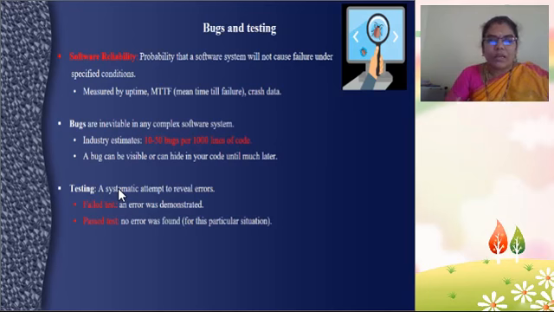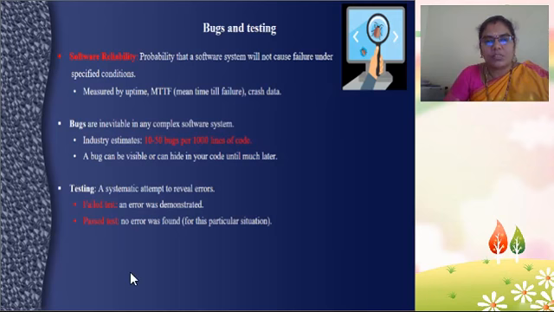While writing programs, we should keep in mind that the software should be reliable. In the sense, the program should be free from errors and it should meet certain conditions and the expectations of the customers. So the definition goes like this: the probability that a software system will not cause failure under specified conditions. And these are the metrics involved in testing software reliability.